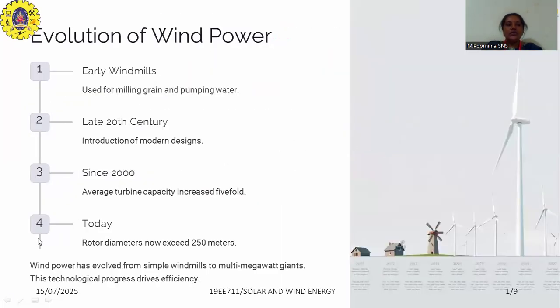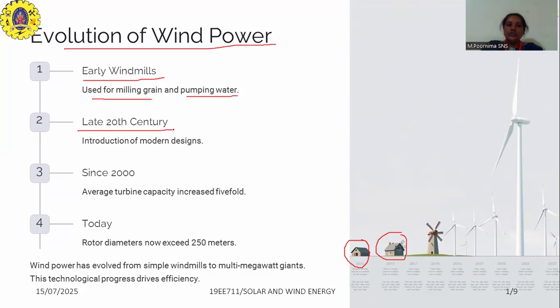Next, here we can see the evolution of the wind turbine. First, the early windmills. What about the early windmills? Here we can see the pictures. Early windmills were used for milling grains and pumping water. Applications were for pumping water and milling grains. So for that purpose, the windmills were used.